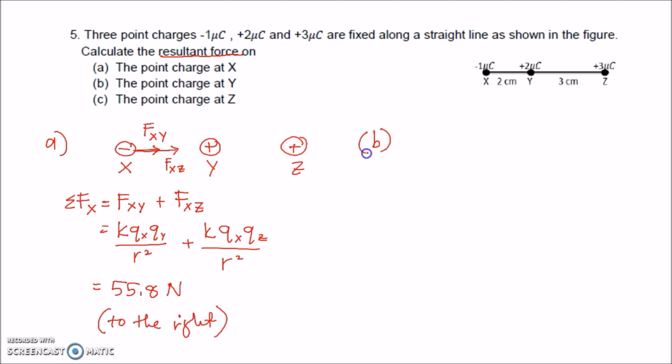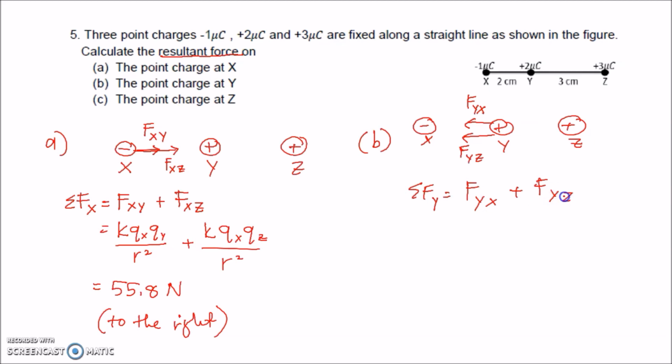For question B, we have negative, positive and positive. For the resultant force on charge Y, the force on charge Y due to charge X will be to the left, and the force on charge Y due to charge Z will be to the left also, because they repel. Thus, the summation of force on charge Y will be equal to the force on charge Y due to charge X plus the force on charge Y due to charge Z.